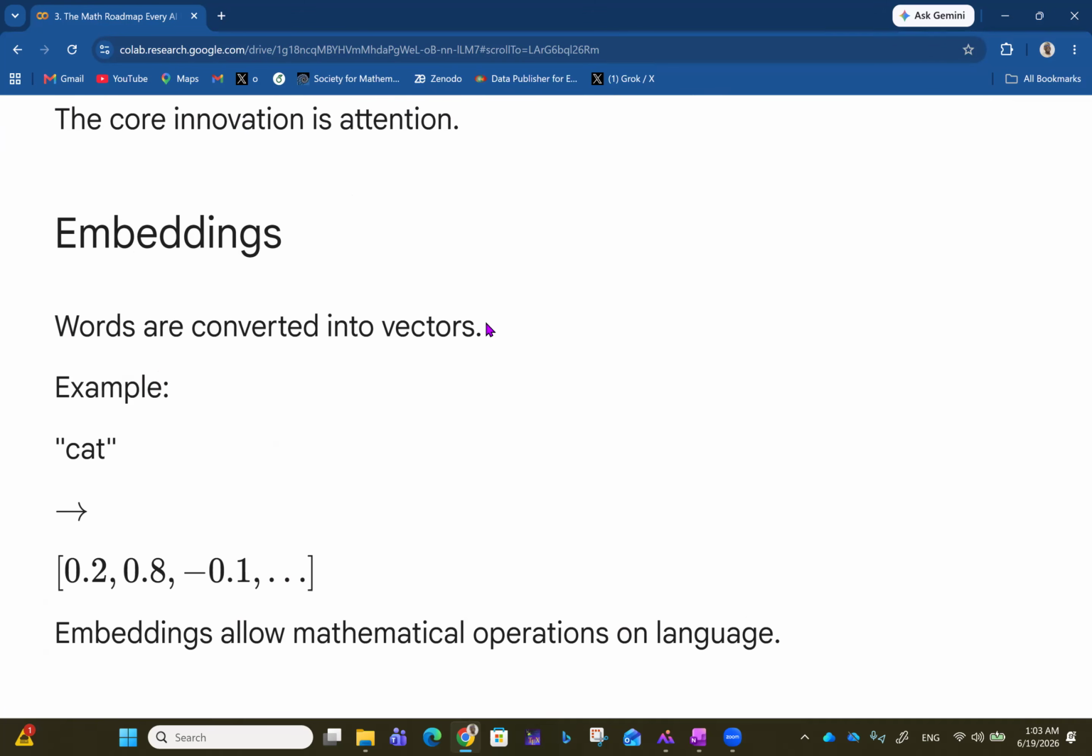Words are converted into vectors because a computer does not deal with words, it deals with numbers. So you have to find a way of converting the words to numbers. So words are converted into vectors. Say you have cat, you now convert cat into a vector 0.2, 0.8, -0.1, and so on. Embeddings allow mathematical operations on language. So it is embeddings that help us to do mathematical operations on words, on language, right?